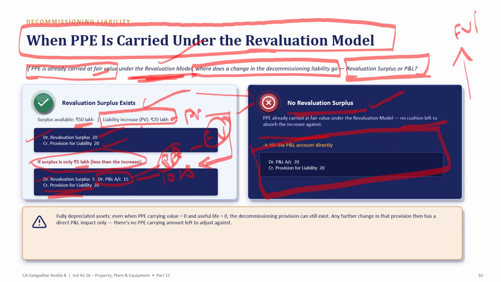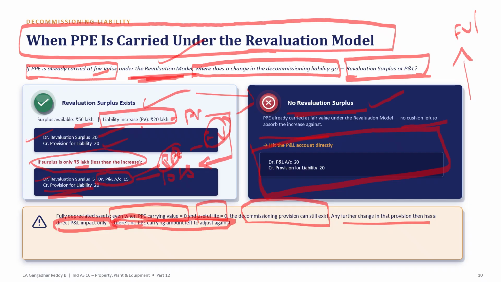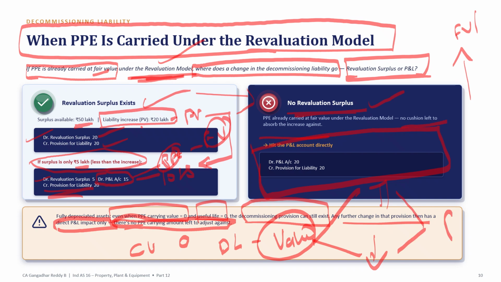So even when the asset's carrying value is zero or the useful life is zero and the decommissioning liability still exists, any further changes in the provision have a direct P&L effect only. There is no PPE carrying value left to adjust in the books. So suppose the carrying value is zero, but the decommissioning liability still has a value. If there is any increase or decrease, you go directly to the P&L account, because the carrying value is 0. You should not increase the carrying value of the PPE because of this liability in the revaluation model.